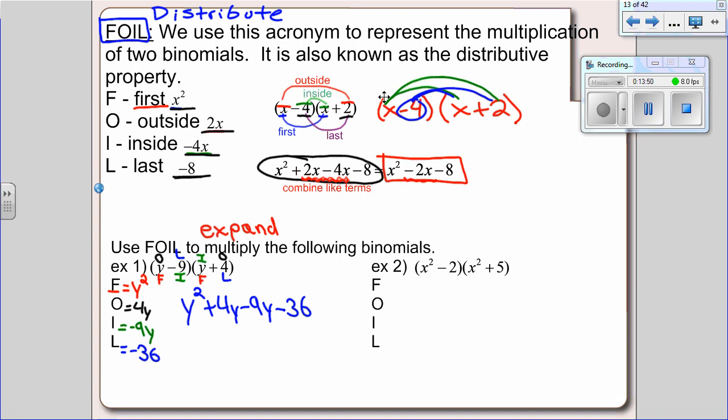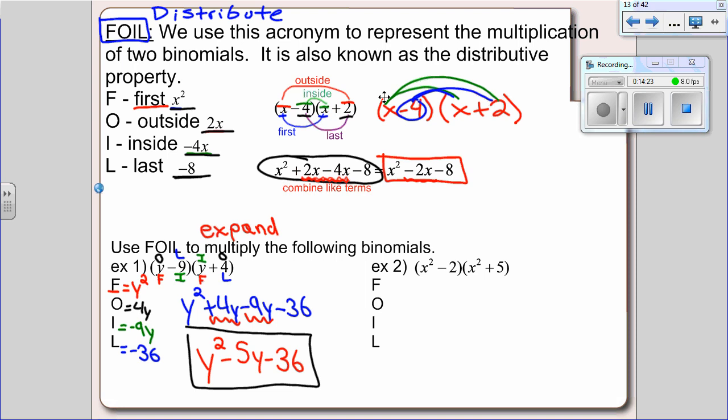Because you're adding. So if you're adding terms together or subtracting terms together, it can only be same letter, same exponents go together. So where are my like terms in this one? The y's. I have 4y and negative 9y. So my answer would be y squared minus 5y minus 36. So if you're combining those like terms, you just go 4 minus 9. Gives me negative 5y's.